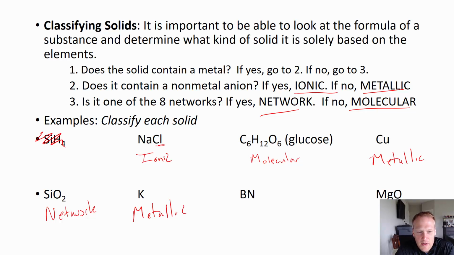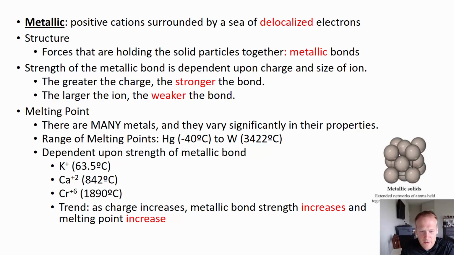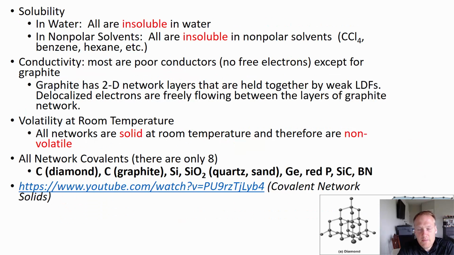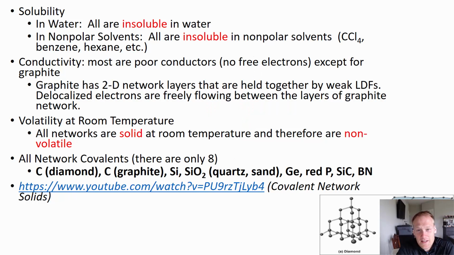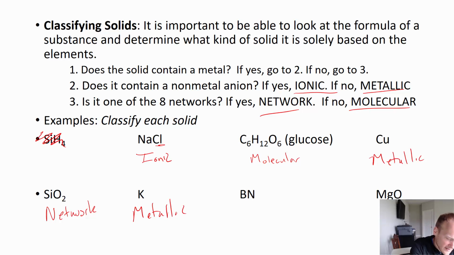Typically if we were in class, I'd say you need to memorize those 8. But everything we do right now is online, so you don't need to memorize it. You just need to know to be wary of those 8. Diamond, graphite, silicon, silicon dioxide, germanium, red phosphorus. Okay, look, here's BN. Guess what? If you're looking ahead, there was BN on here. So that's a network covalent.